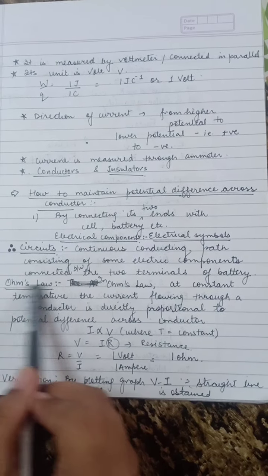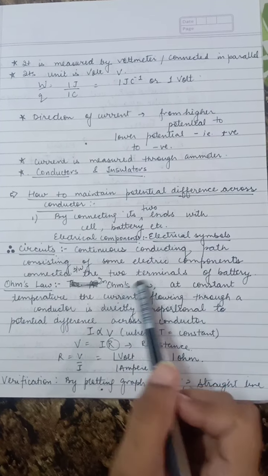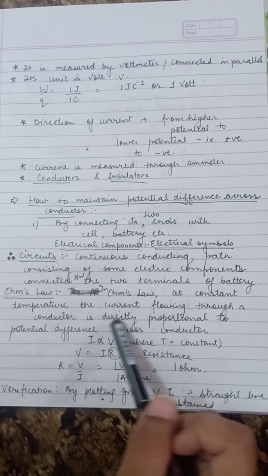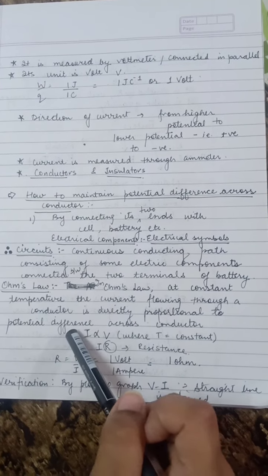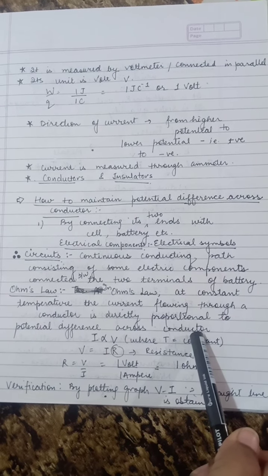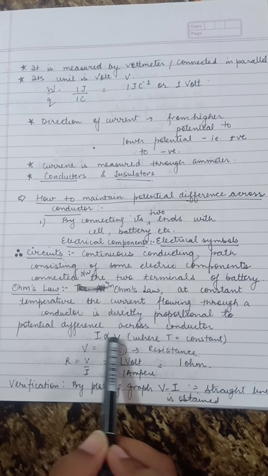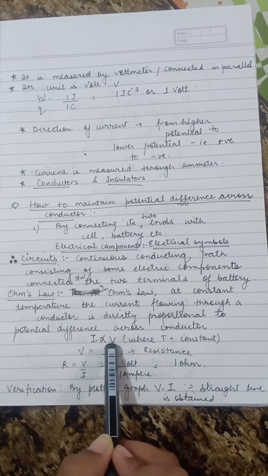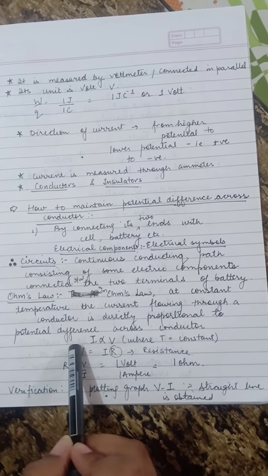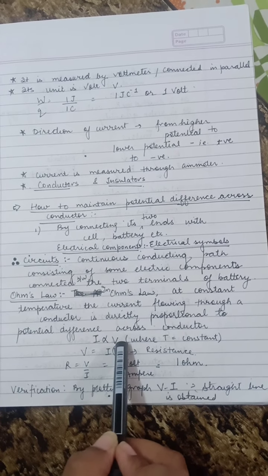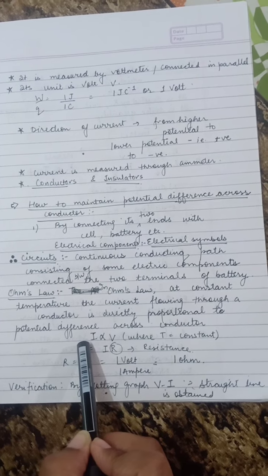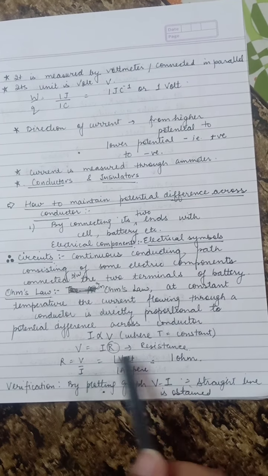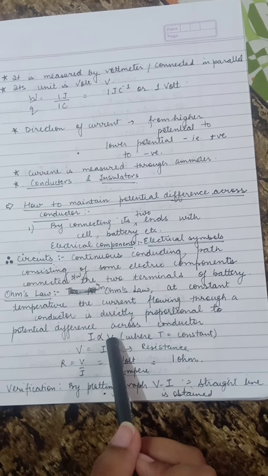Now next topic is Ohm's law. Ohm's law, at a constant temperature, the current flowing through a conductor is directly proportional to potential difference across a conductor. That means the current is directly proportional to potential difference. जितना potential difference होगा उतना ही current flow करेगा, उतनी ही तेजी से current flow करेगा. More is the potential difference, more is the current, and the condition is temperature should be constant. And V is directly proportional to I.